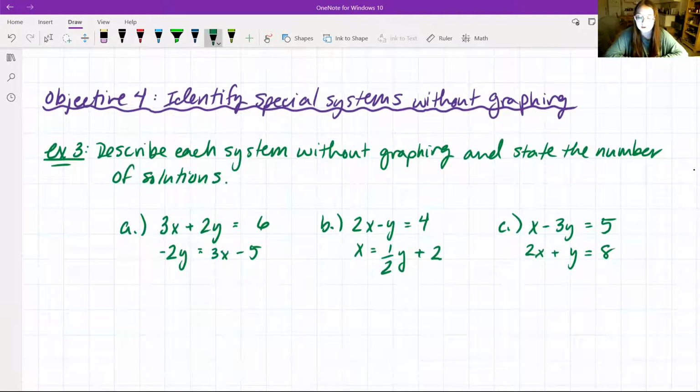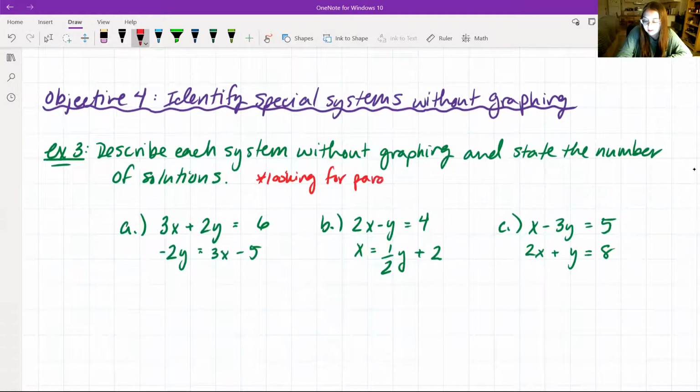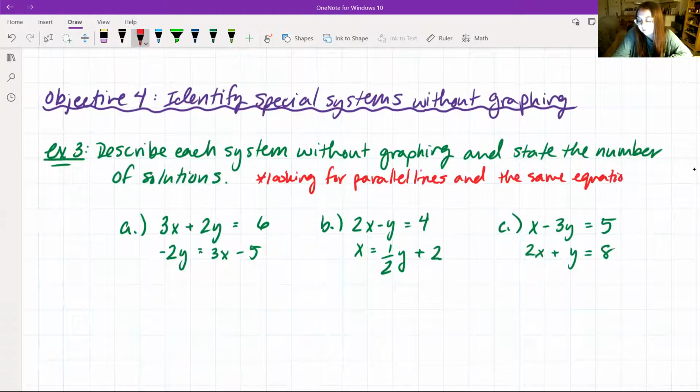So example 3: we want to describe each system without graphing and state the number of solutions. So remember what we're looking for. We're looking for parallel lines, and the same equation but in a different form. This is what we're really looking for when we do these problems. So let's start with problem A.